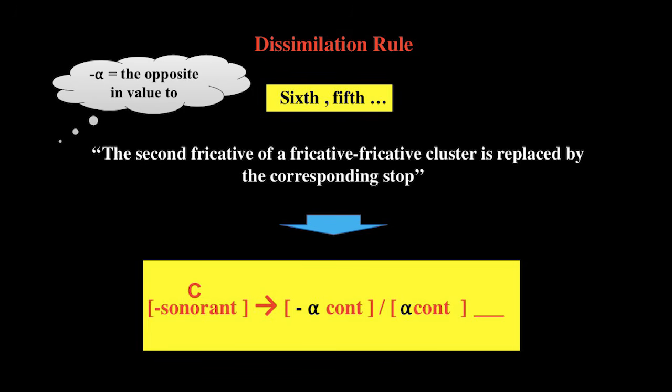So the consonant tries to look less similar to the other adjacent consonants. If it is a fricative, it becomes a stop. If it is a stop, it becomes continuant. Another common phonological process is the one we call in phonology devoicing.